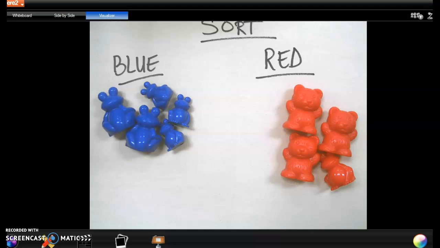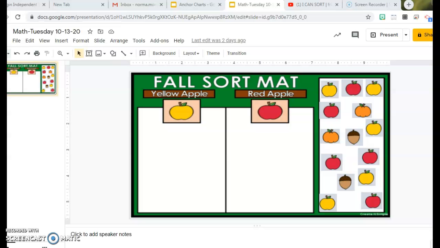Okay? Talking about the homework, let me show it to you real quick and explain it to you. Okay, so this is what your homework's going to look like. We're going to be sorting apples. And we're going to have yellow apples and red apples. So is this one yellow or red? It's yellow, right? What about this one? Is it yellow or red? It's orange, right? So we're not going to move that one. We're going to leave it there because it's not red and it's not yellow.